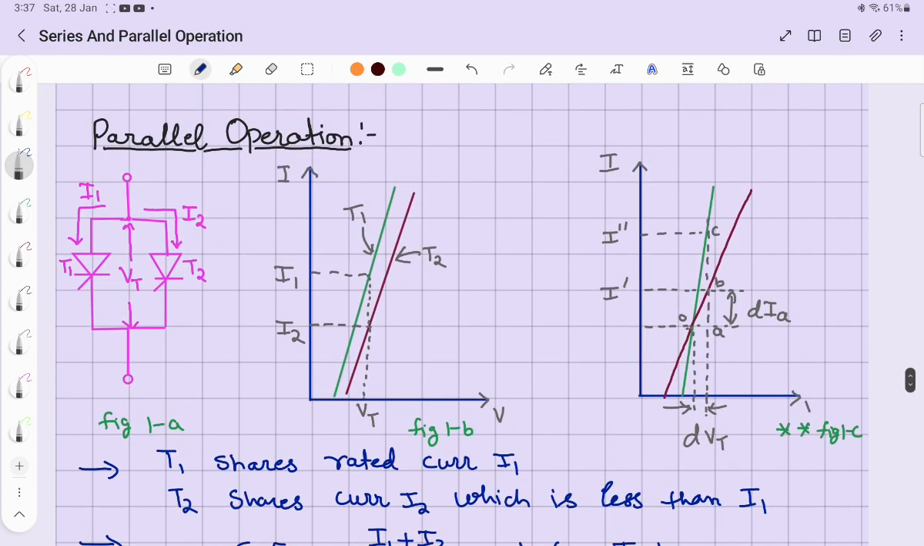Now the next article we will see in our next lecture, which is parallel operation. Series operation we have seen. The parallel operation we will see in our next lecture, right?